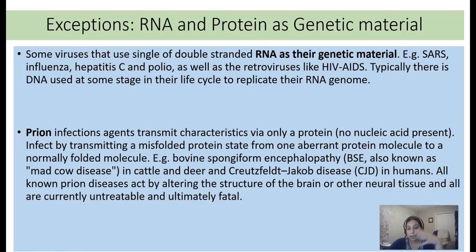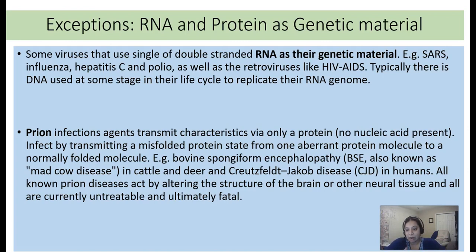So this all is very good. Definitely DNA is the genetic material, but there are always exceptions to the rules. RNA and proteins can act as genetic material as well. The biggest example of this are RNA viruses. So the RNA viruses can be single or double-stranded RNAs, and they are the ones where RNA is the genetic material. That's all they've got.